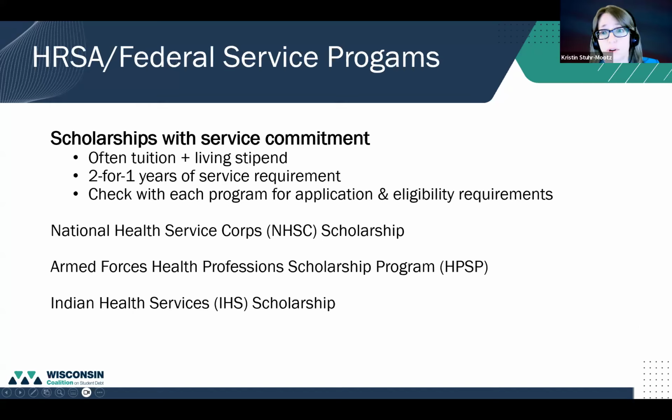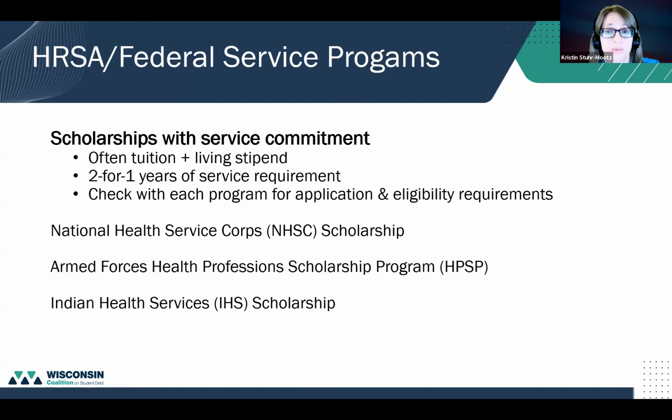Some of the most generous programs are scholarships with a service commitment. These programs often provide tuition costs as well as a stipend for living expenses. The general rule we see for this is a 2-for-1. It means for every year of funding, you're required to provide 2 years of service to that organization. You'd want to check with each program for application and eligibility requirements.